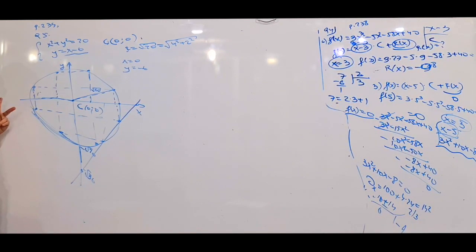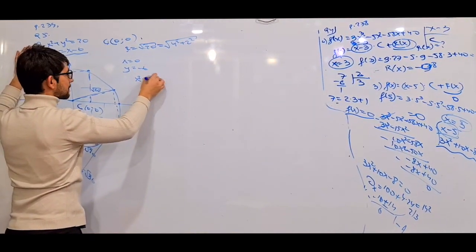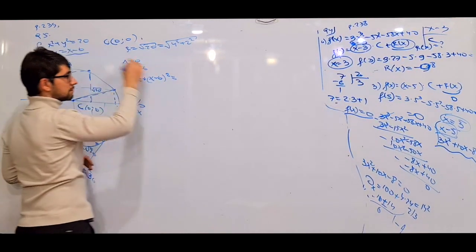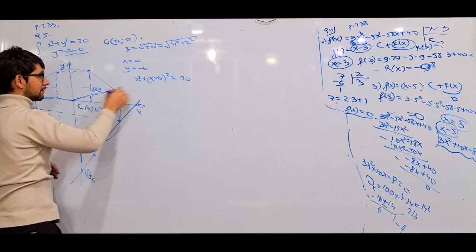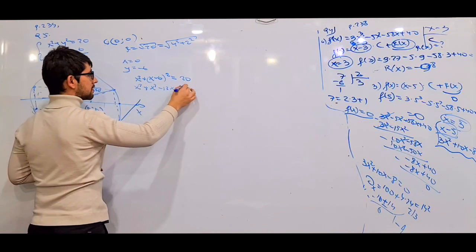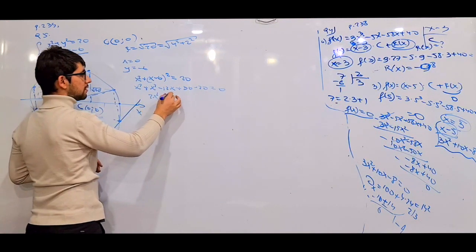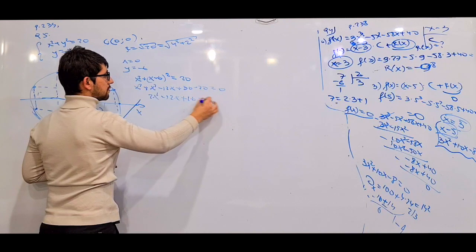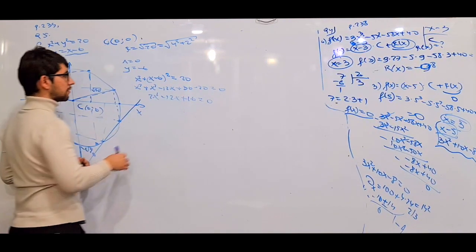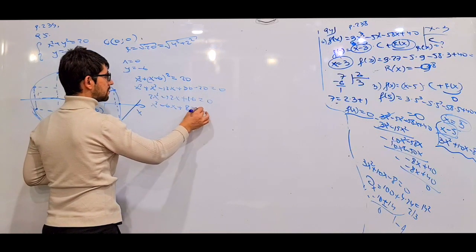Again, you have to solve the system. x squared plus (x minus 6) squared equals 20. x squared plus (a minus b) squared, which is x squared minus 12x plus 36 minus 20 equals 0. 2x squared minus 12x plus 16 equals 0. Is it visible, students? Okay. You will divide by 2. x squared minus 6x plus 8 equals 0.